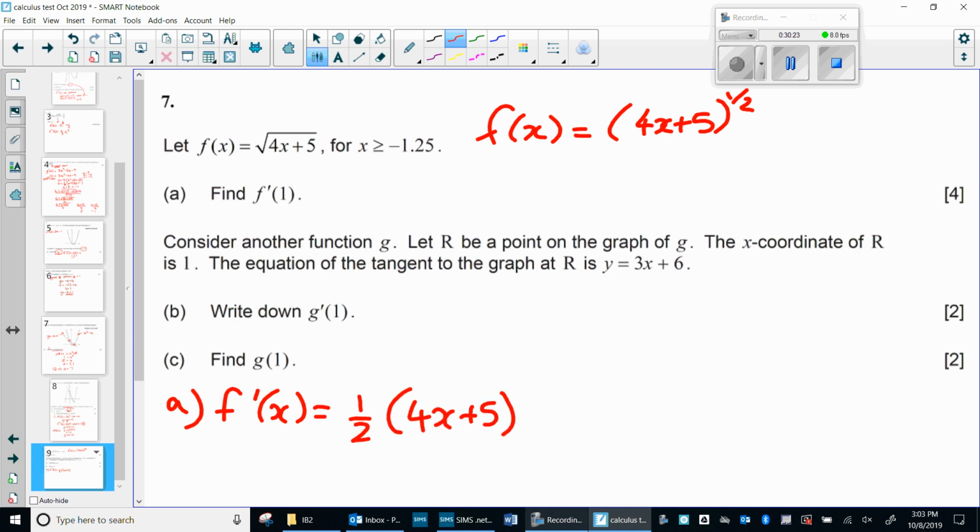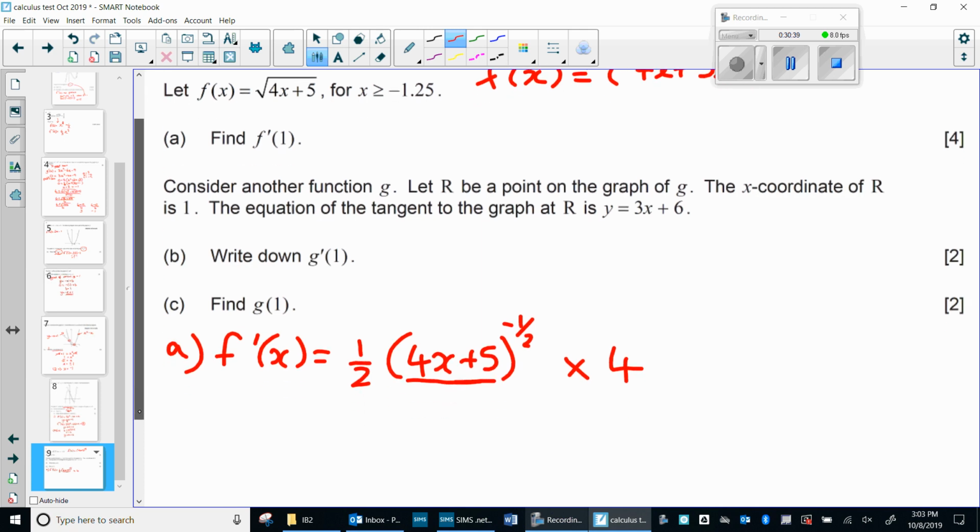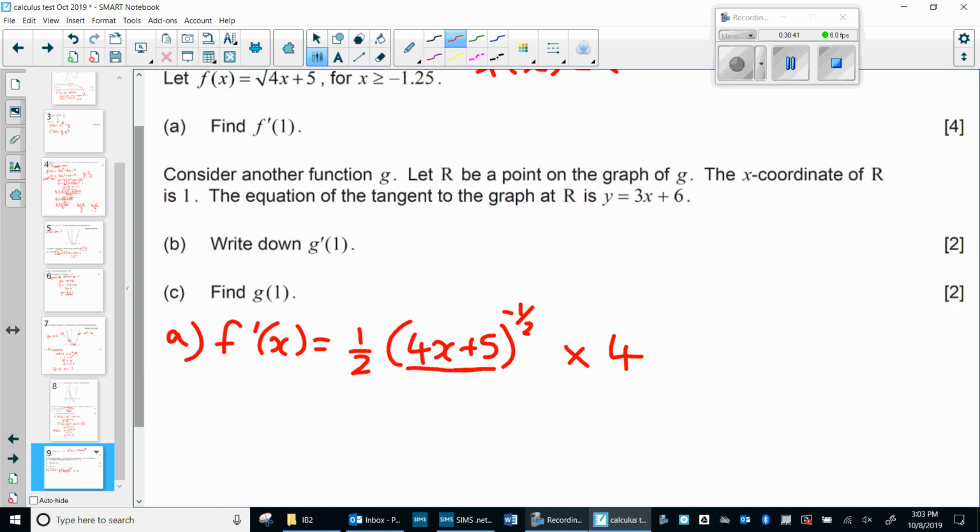Take 1 off the power, so that gives us, is that it? No. What do we times by? The derivative of what's inside here. So we times by 4, yes? That's correct, like chain rule. Chain rule. Okay, a half times 4 is 2. So I would probably simplify this to say this.